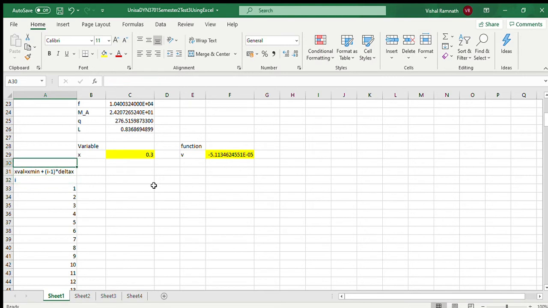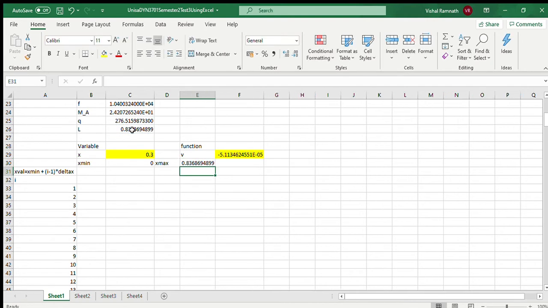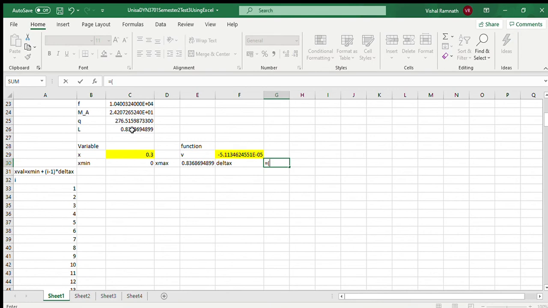What I can do is say x minimum is going to be a certain value, and that would be 0. Then I would say the x max is going to be the value for L, and then my delta x would be equal to the x maximum minus the x minimum, divided by the number of points, which is 250 minus 1, close the bracket. That would be the value that I'm going to increment by.